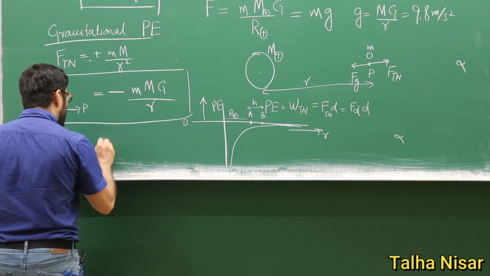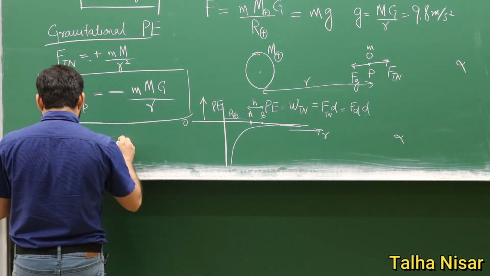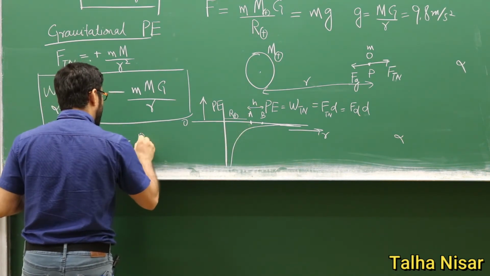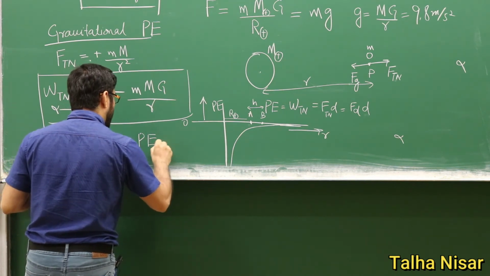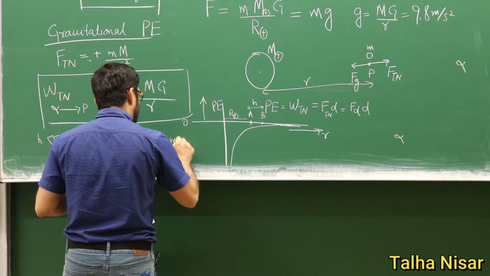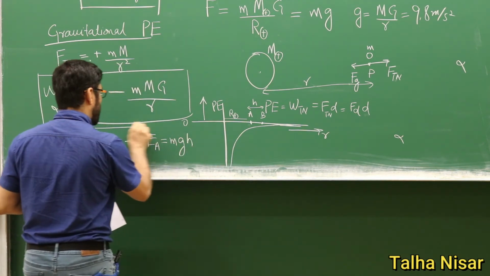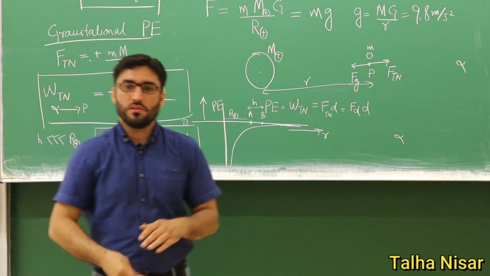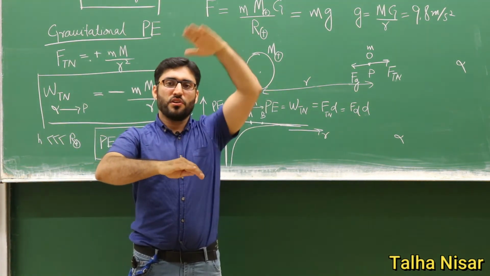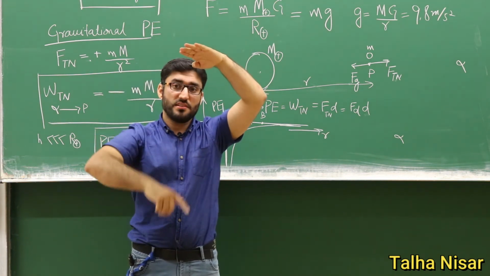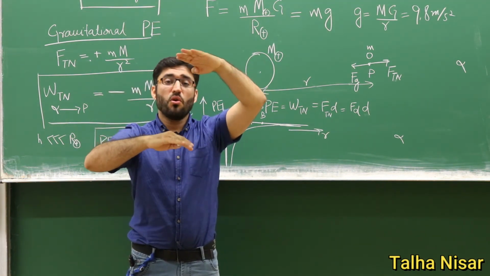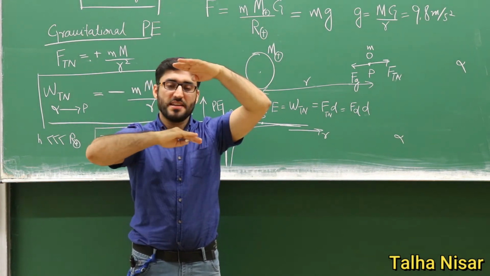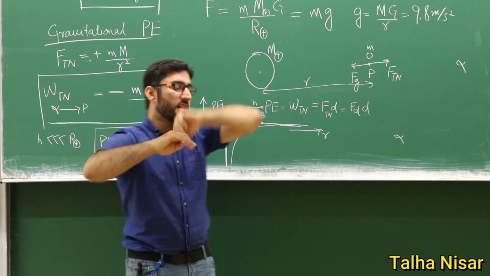So the potential energy at point B minus the potential energy at point A is equal to mgh. This means that, for example, I am on the surface of the earth, so this is a point A and this is a point B. This is actually the height between these two. If you want to know the potential energy between these 2 points, we have a reference point A and we have a reference point B. So this is what it means.